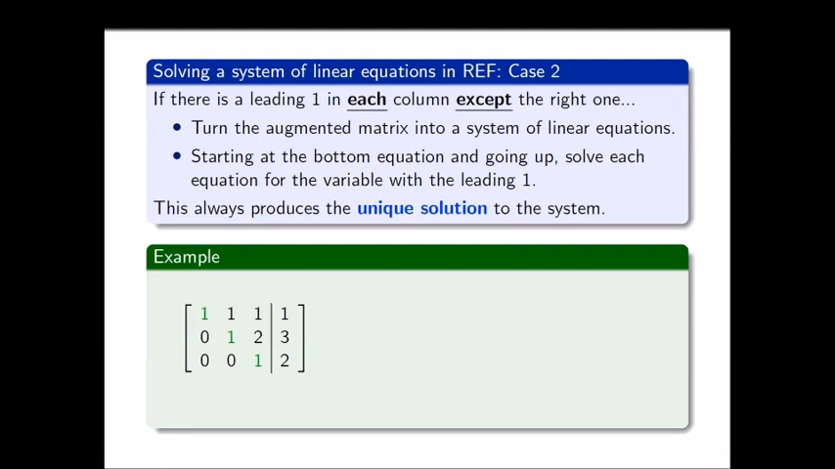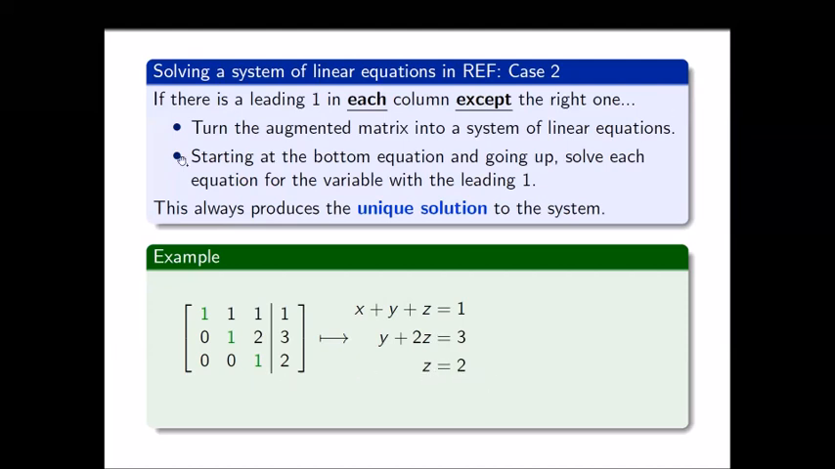So for example, we have this augmented matrix in row echelon form. So you have leading ones in each row, and the number of zeros before the first non-zero entry keeps on increasing as we go down. We convert this into a system of linear equations. So the first row becomes the equation x plus y plus z equal to 1. The second one becomes 0x plus y plus 2z equal to 3. And the last one becomes 0 plus 1z equal to 2.